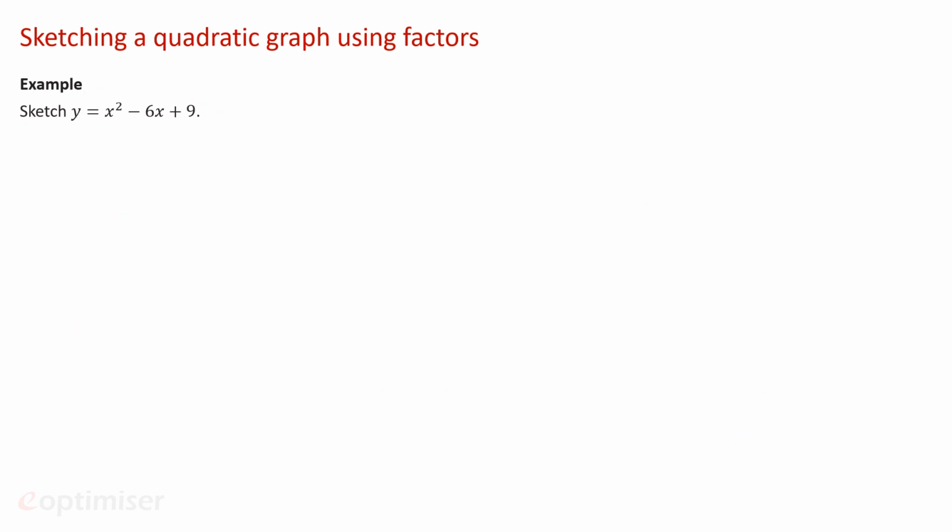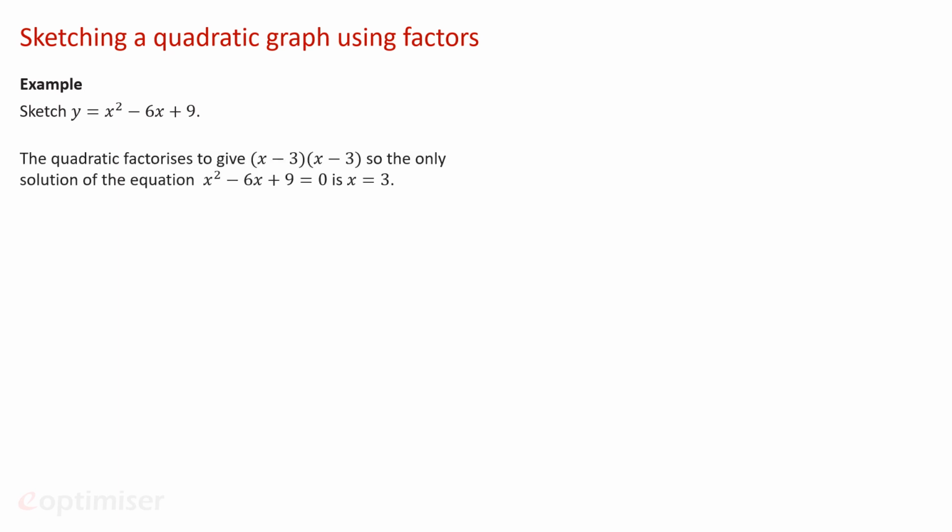So we will look at another example. Sketch y is equal to x squared minus 6x plus 9. We can factorize this one. We will be getting x minus 3 times x minus 3. Therefore, x is equal to 3. So it's meeting the x-axis at one point. Therefore, it only touches the x-axis. It's not going to cut it. It's going to touch the x-axis at 3.